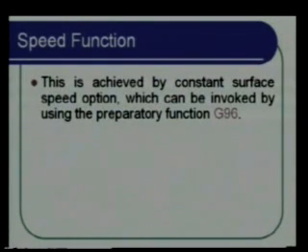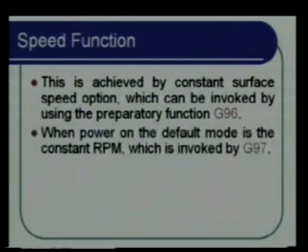This is normally achieved by using a G code. We will have to use G96 for the constant surface speed option. But the default mode is G97, that is RPM. So if you want to have the constant surface speed option, you will have to give G96 in place of G97.